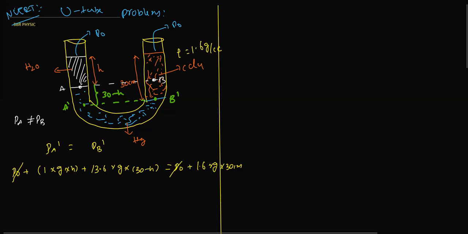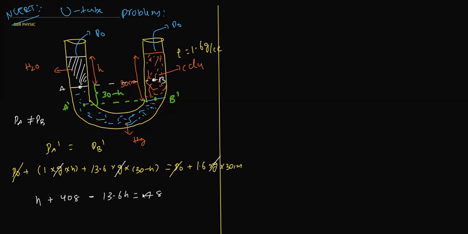In these three terms, if you observe, g we can take common here and cancel. This g, this g, this g will get cancelled here. So what remains here? h plus 13.6 into 30. 13.6 into 30, if you multiply, you'll get 408, minus 13.6 h, is equal to 1.6 into 30. 16 threes are 48. So 48, you got it here.